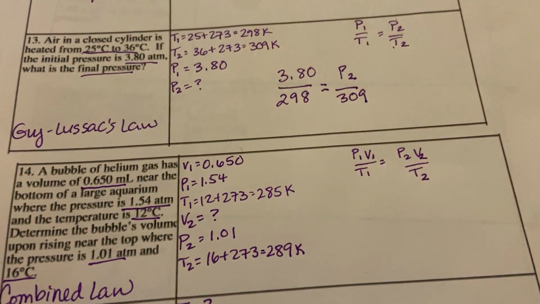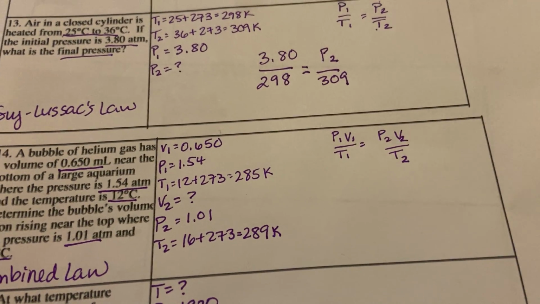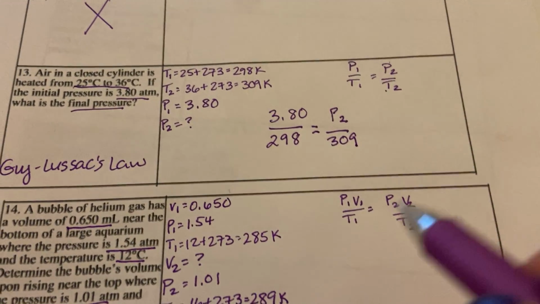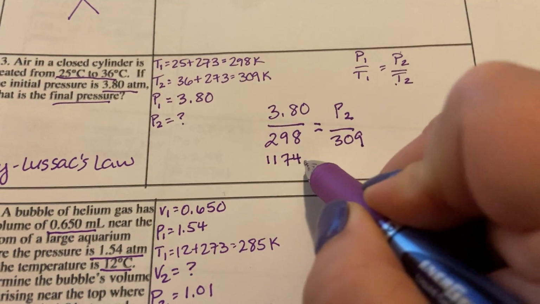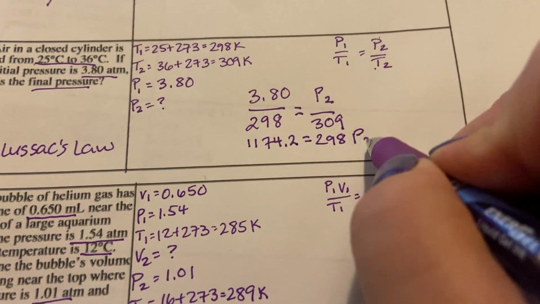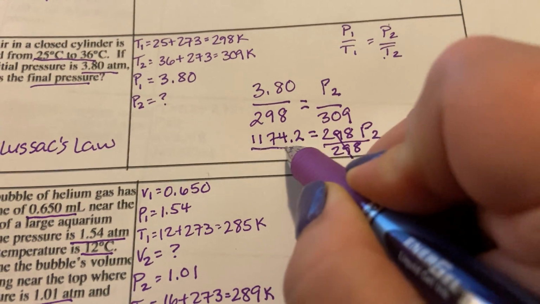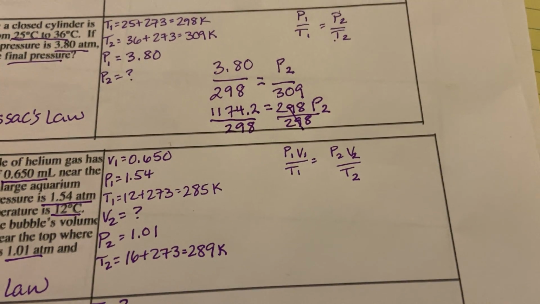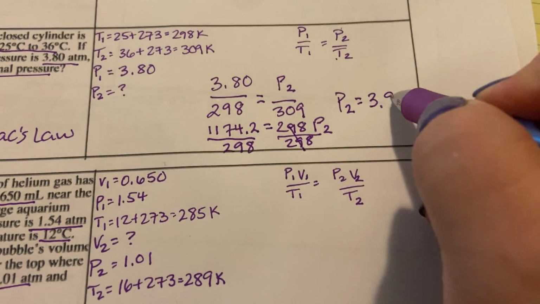Cross multiply 3.80 times 309 gives us 1174.2 equals 298 times pressure 2. Divide by 298 to get rid of that. Divide by 298. And you should get pressure 2 equals 3.94.